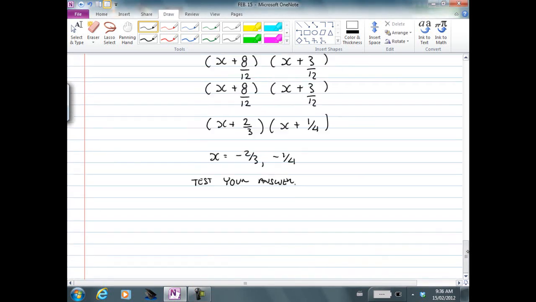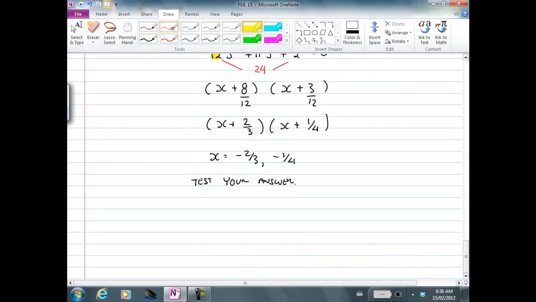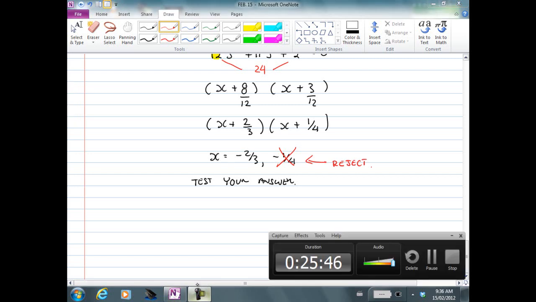When I walked around, a lot of you said, hey, look, this number right here is a reject. Or you can call it an extraneous root. Guys, gals, that ends the lesson for day block 1.